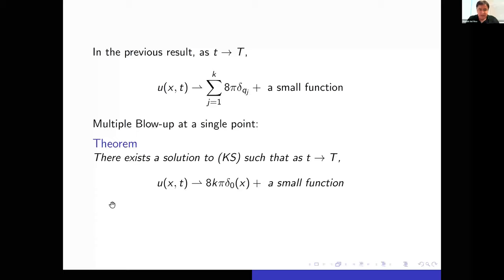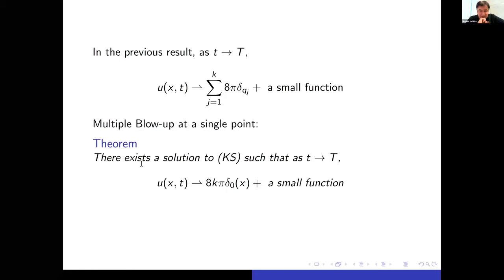Another thing that is quite interesting, that is new, is that we can also find solutions that not only blow up at different points, but that blow up with higher multiplicity at a single point. Of course, they cannot be radially symmetric, and the construction corresponds to concentration around a polygon.